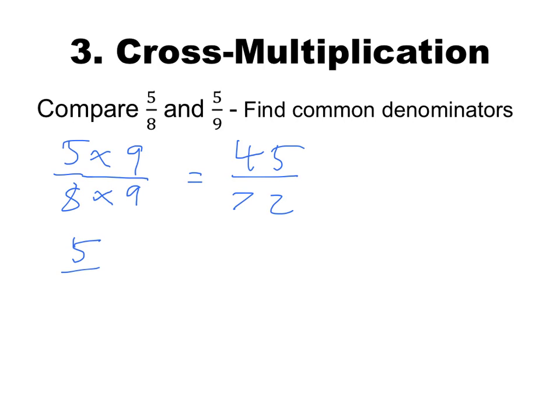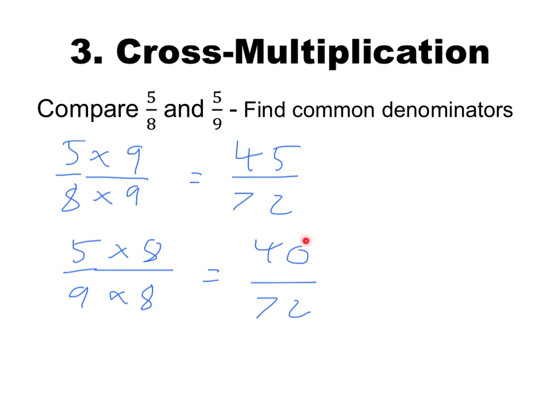Now let's take this fraction 5/9, and again we're going to multiply by the other denominator, 8. And so 5 times 8 is 40, and then we get 72. Okay. So now we've got these two fractions here that have common denominators. We can compare their numerators. Obviously this fraction is bigger than this fraction, and so that means that 5/8 is bigger than 5/9.